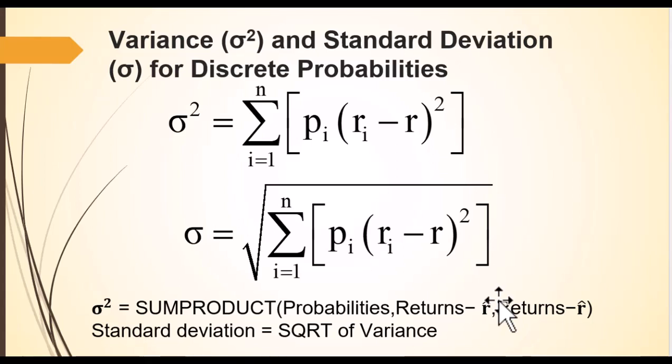Variance is how we start this, sigma here, and then it's the product of the probabilities times return minus the average return, and then you square that. The standard deviation itself is the square root. So to find variance, you take sum product, probabilities, then your returns minus the average, and then the returns minus the average again so that it's squared. That will be the sum product, that is variance. Find the square root of variance gives us standard deviation.